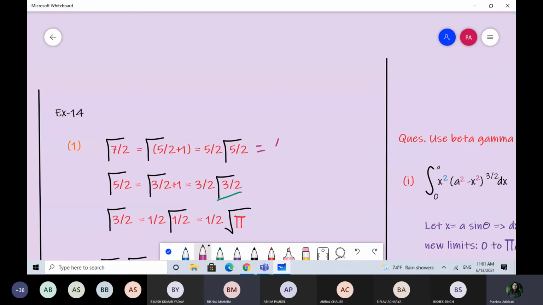Yes, 5 by 2 into gamma 5 by 2. Gamma 5 by 2 is 3 by 2 gamma 3 by 2. And what is gamma 3 by 2? It is 1 by 2 root pi. ठीक छ, सबैलाई कम्बाइन गरेपछि हाम्रो यो नै आयो. Clear, sir? Yes, ma'am.